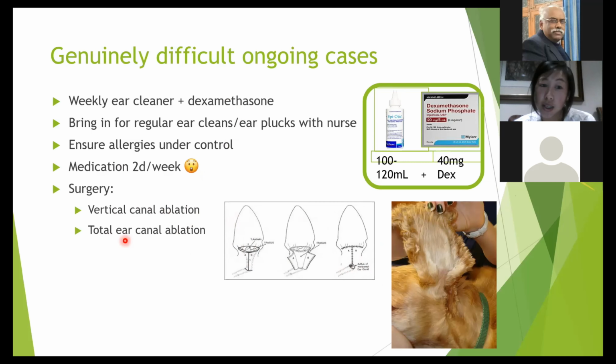Or total ear canal ablation. So they take both the horizontal canal and the vertical canal out. The animal is left with virtually no ear on the outside, and they seem to be much happier. Can they still hear? The hearing is probably impaired on the side, but they do have their other ear, which hopefully is good. And if they've had chronic ear infections all the time, their sense of hearing probably wasn't very good in the first place. So I don't think they're suffering too much with this going on.